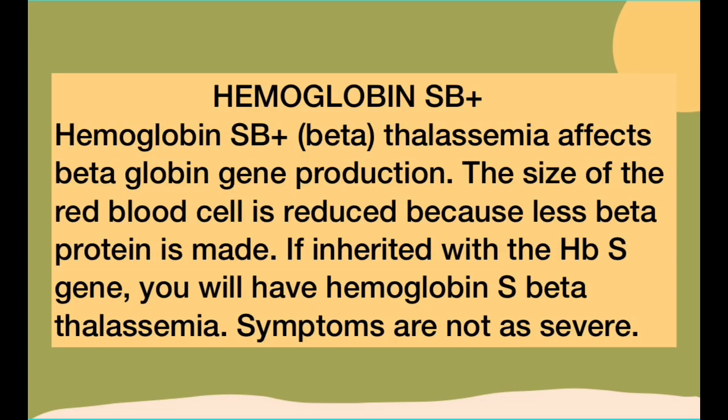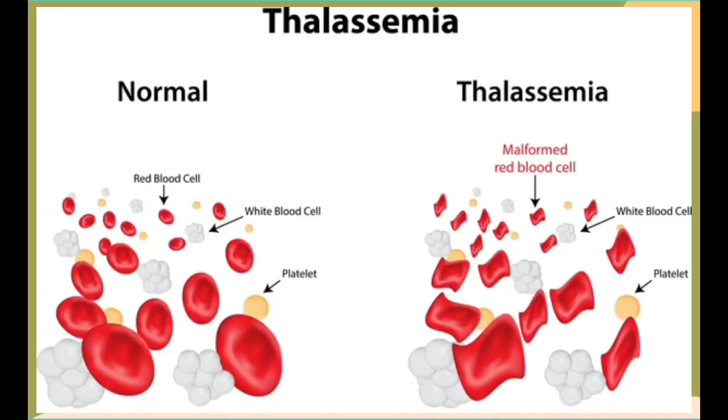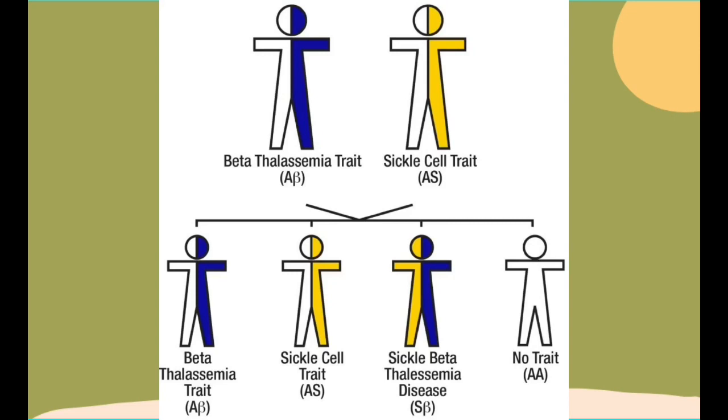Thirdly, we have hemoglobin SB+. Hemoglobin SB+ thalassemia affects beta globin gene production. The size of the red blood cell is reduced because less beta protein is made. If inherited with the hemoglobin S gene, you will have hemoglobin S beta thalassemia. Symptoms are not as severe.